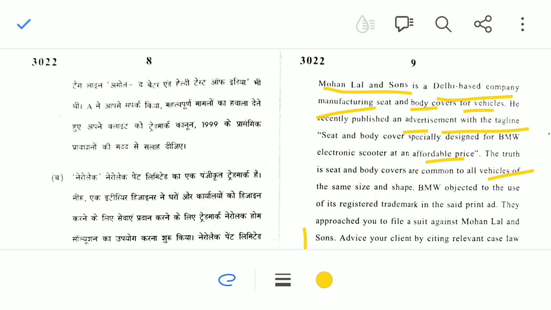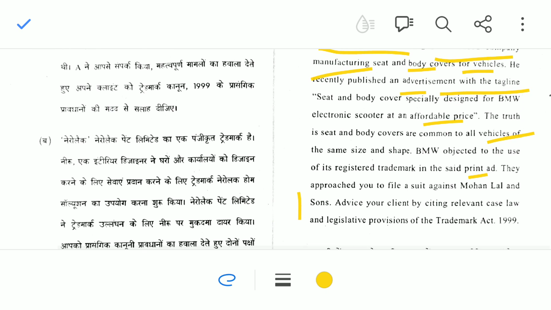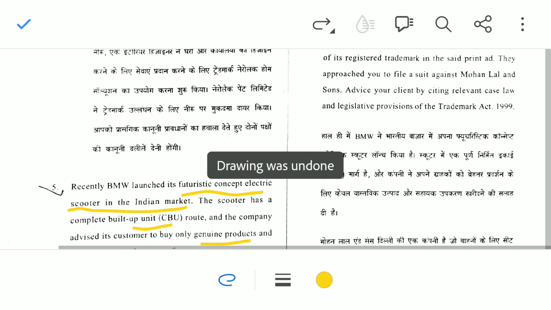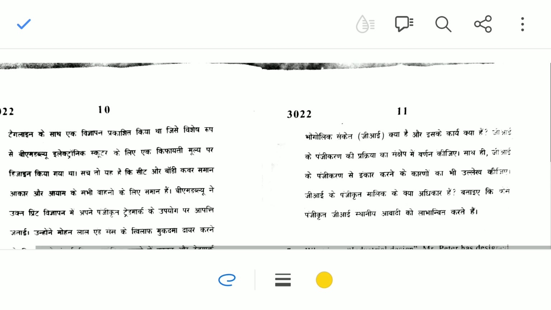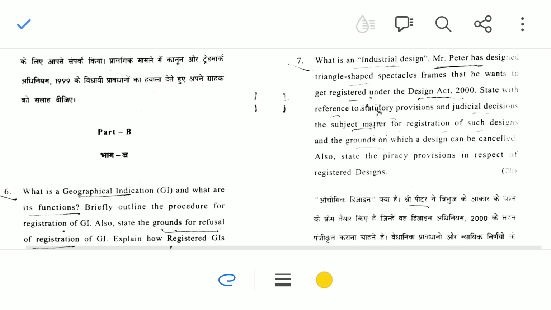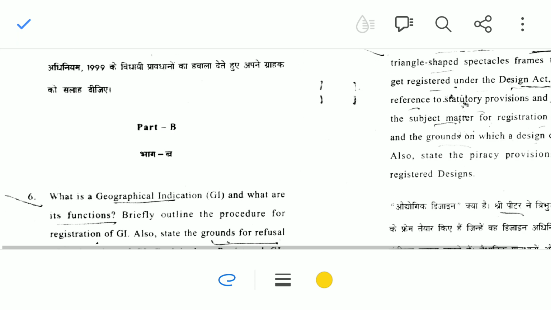BMW objected to the use of its registered trademark in the said print ad. They approached you to file a suit against Mohanlal and Sons. Advise your client citing the relevant case laws. Okay. So now move to the next question. Question number 6, which is under part B.